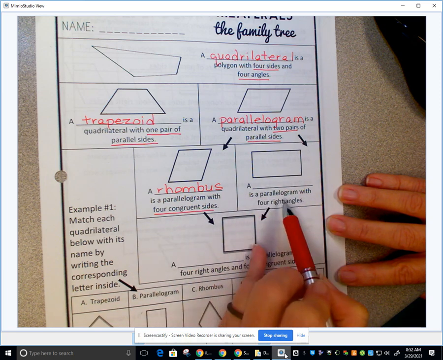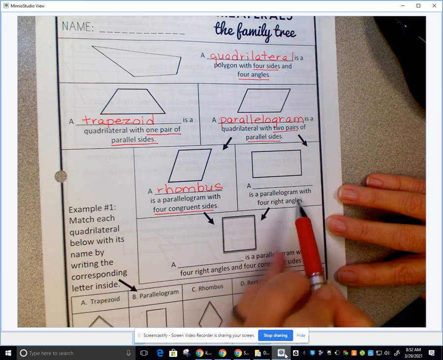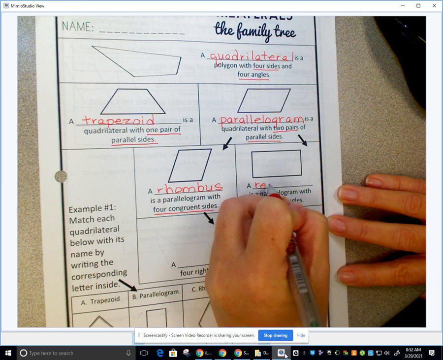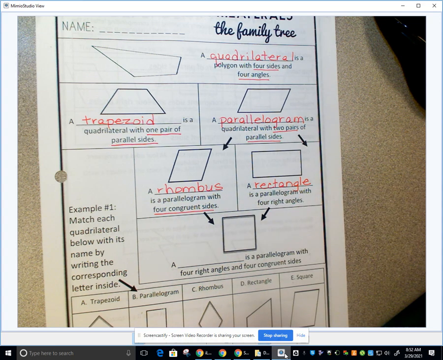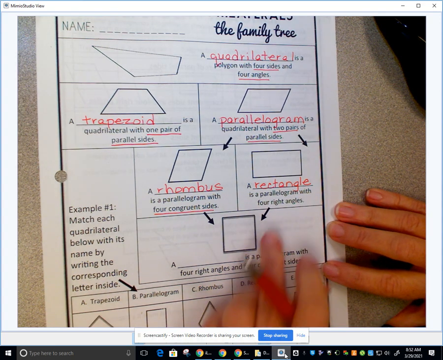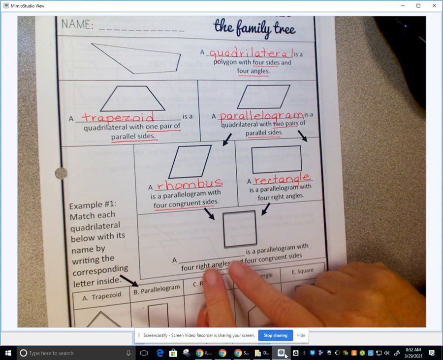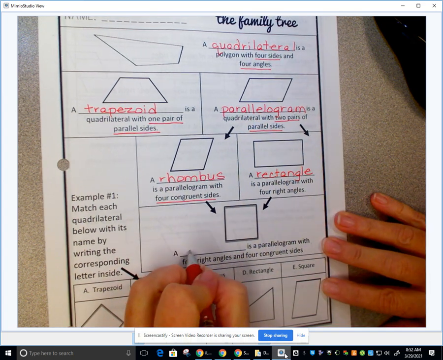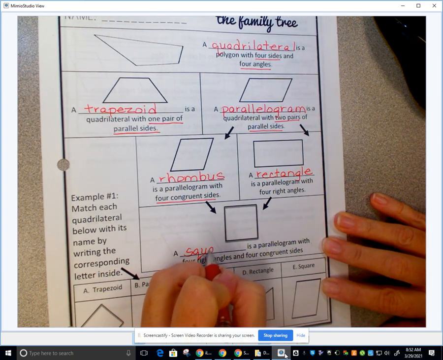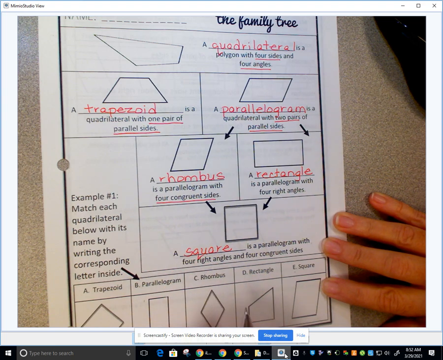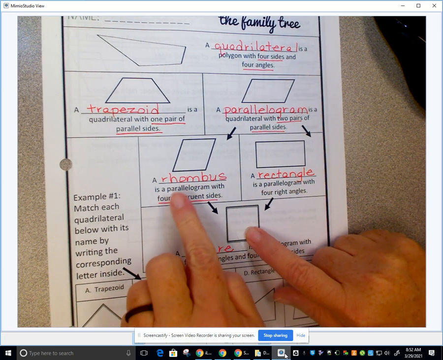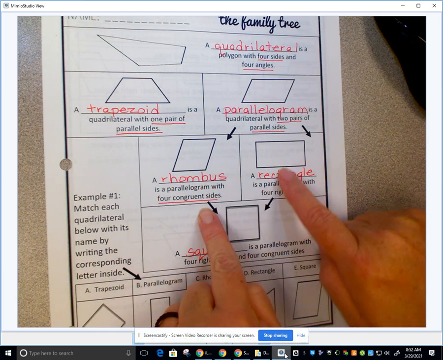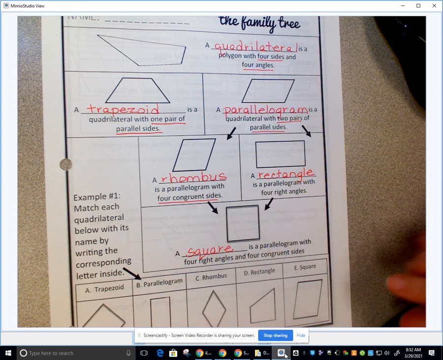Okay, a blank is a parallelogram with four right angles. And hopefully you recognize this as being a rectangle. And then we come down, and this is a square. And it is a parallelogram with four right angles and four congruent sides. The square has what the rhombus is known for and the rectangle put together.